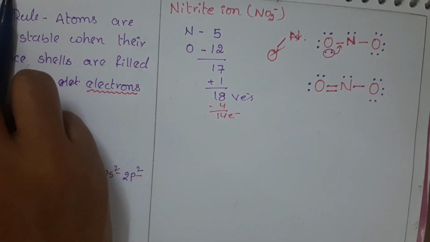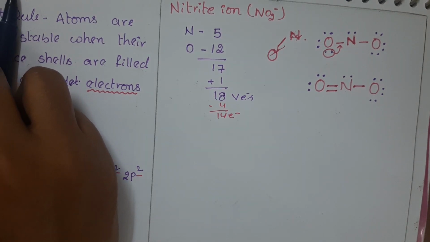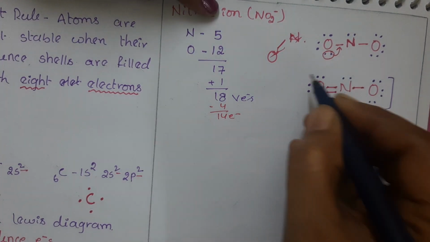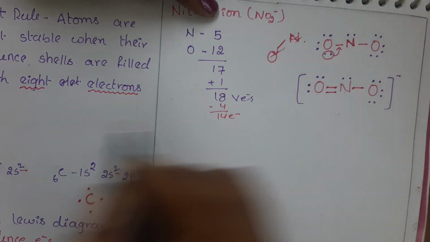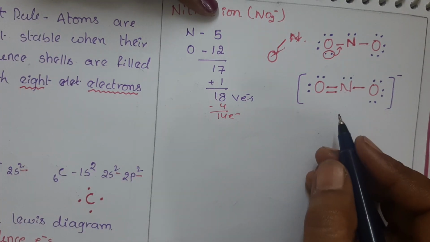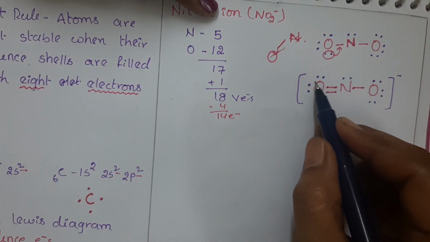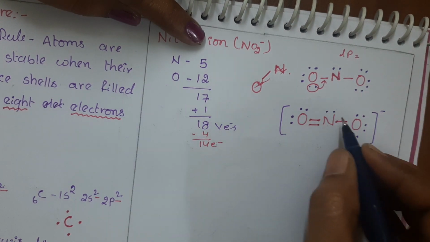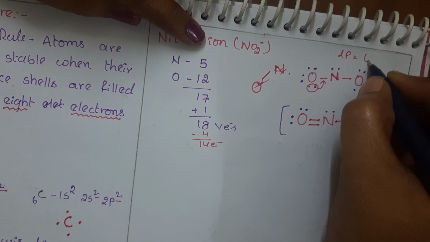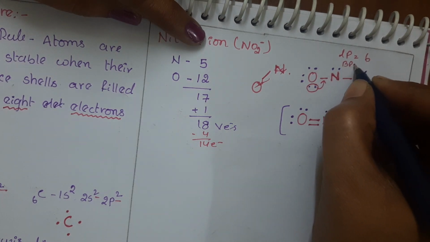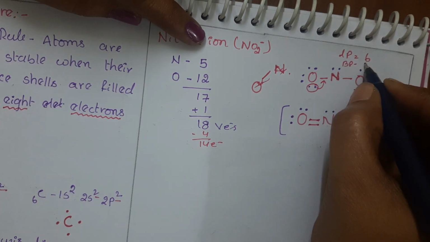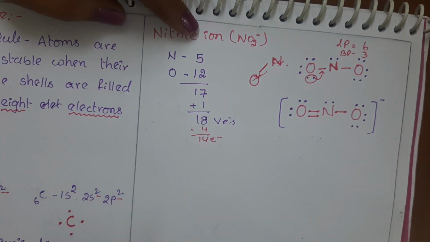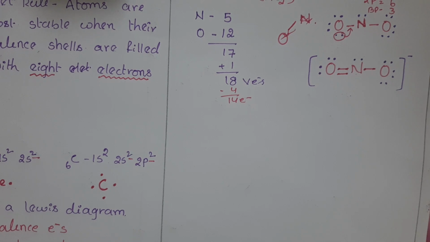So this is the Lewis dot structure for the nitrite ion, and this nitrite ion has a negative charge, so we indicate that negative charge like this. And how many lone pairs are there? Lone pairs are 1, 2, 3, 4, 5, 6. So 6 lone pairs. And bond pairs, 1, 2, 3 bond pairs are there. So lone pairs are 6 and bond pairs are 3. Okay. Next, let us see one more example.